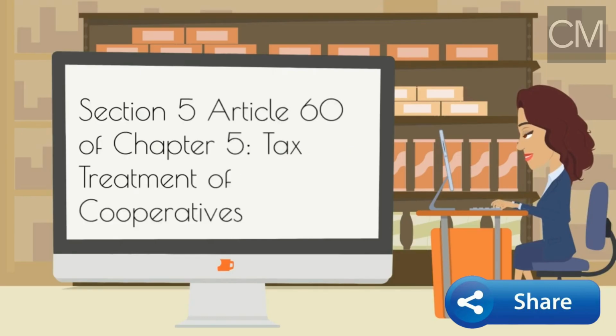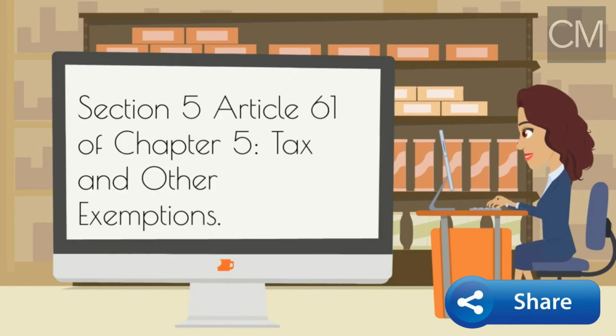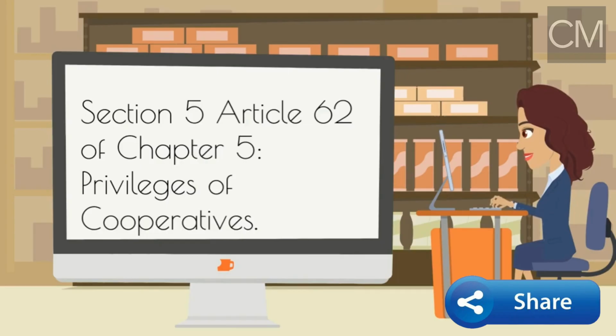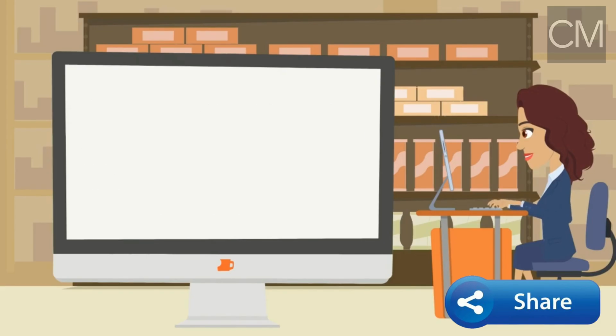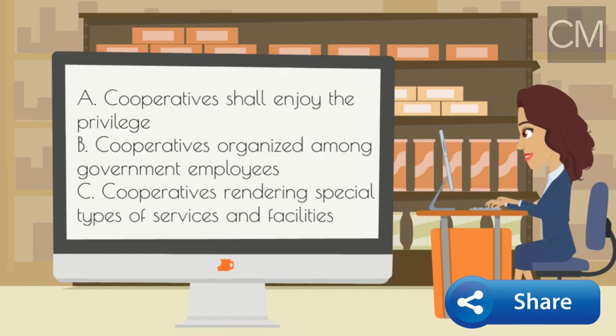Article 60 of Chapter 5, Tax Treatment of Cooperatives. Article 61 of Chapter 5, Tax and Other Exemptions. And in Section 5, Article 62 of Chapter 5, Privileges of Cooperatives. Cooperatives registered under this code shall, notwithstanding the provisions of any law to the contrary, be also accorded the following privileges. The cooperative shall enjoy the privilege, the cooperatives organized among government employees.